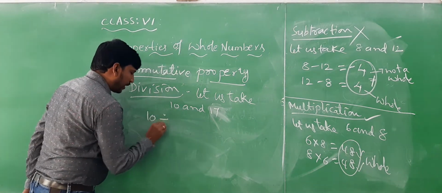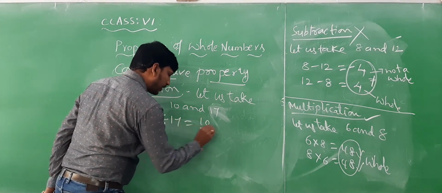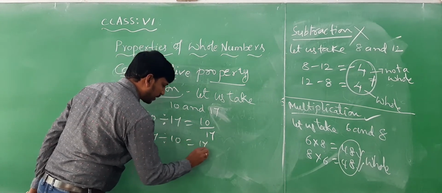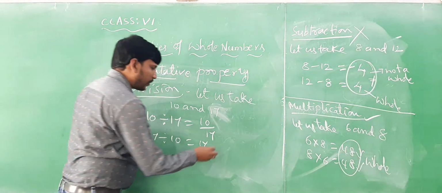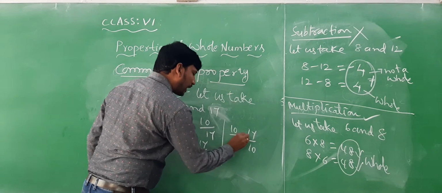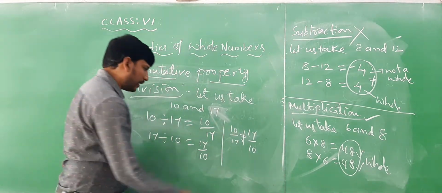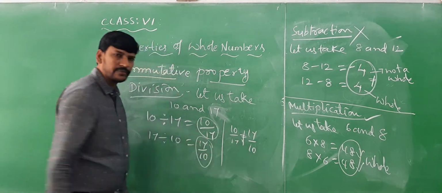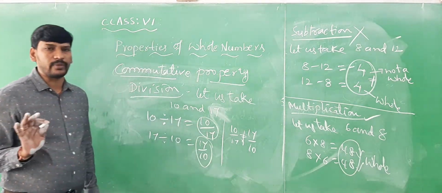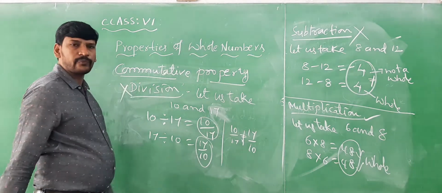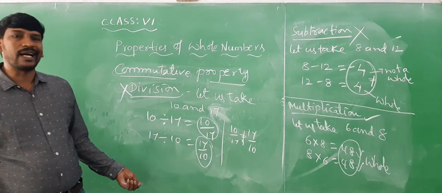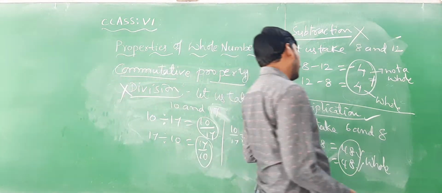10 divided by 17 can be written as 10 by 17, and 17 divided by 10 is nothing but 17 by 10. See this, here we got two values, 10 by 17 and 17 by 10. Both are not equal. First of all, these two are not whole numbers, which is in fraction form. So fractions are not whole numbers. So division is not satisfied. Clear? So commutative property will be satisfied only under two conditions, that is under addition as well as under multiplication.